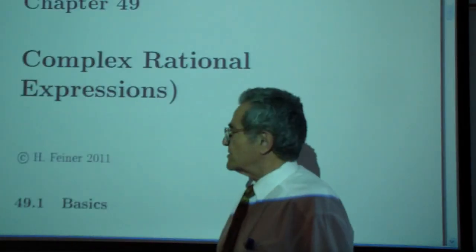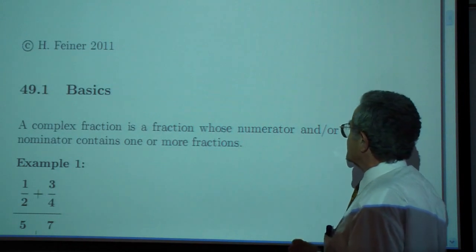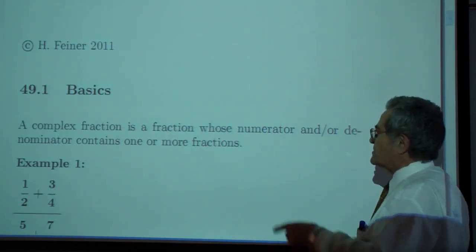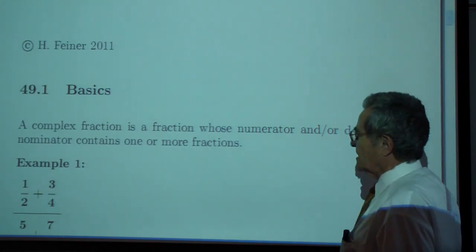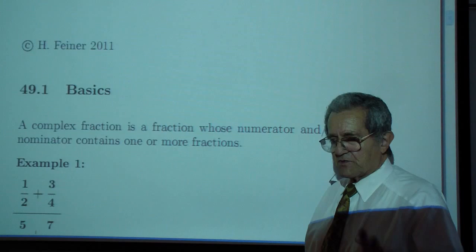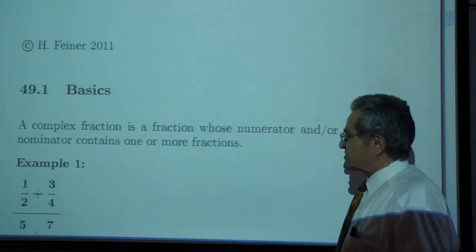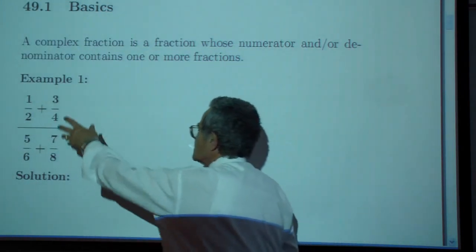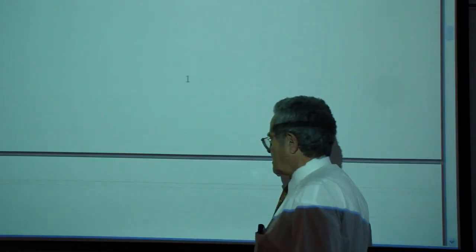49 rational expressions. A complex fraction is a fraction whose numerator and/or denominator contains one or more fractions. Don't confuse complex numbers and complex fractions. They're not the same thing. Numerator has a fraction and/or denominator has a fraction.